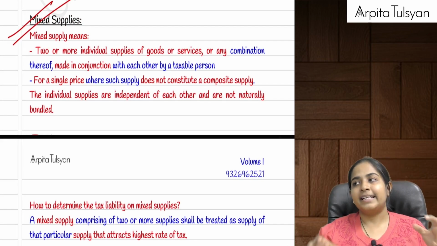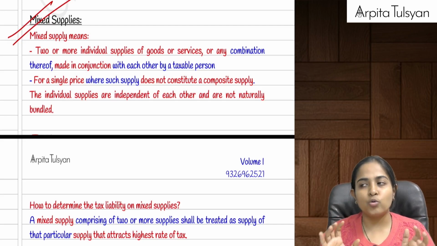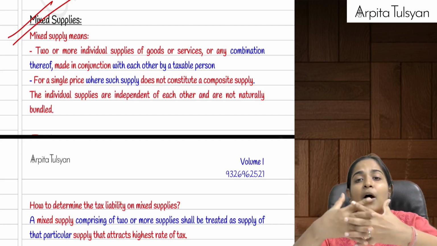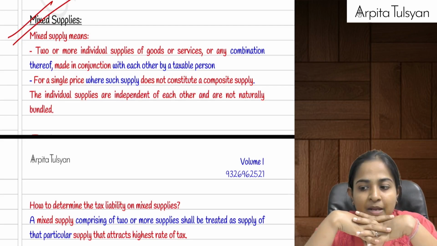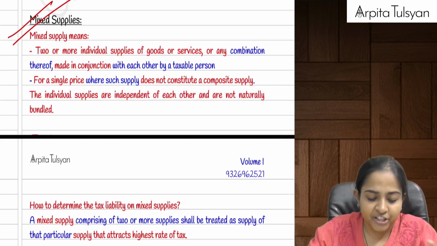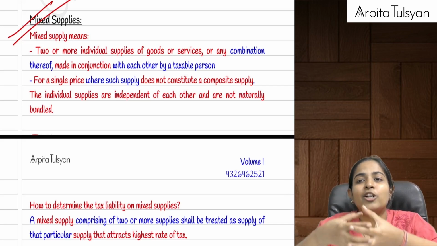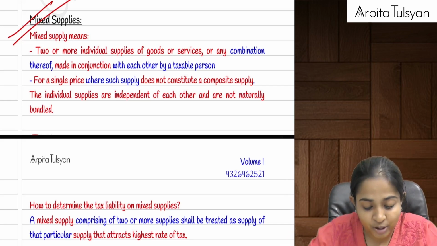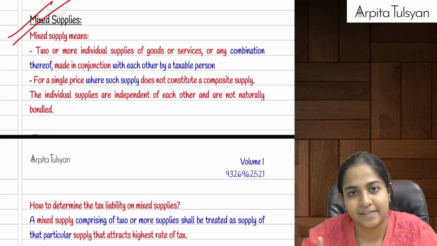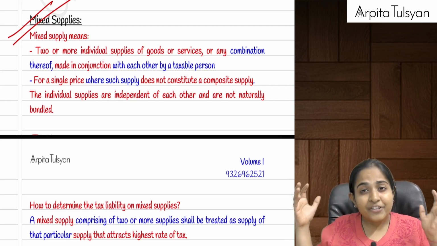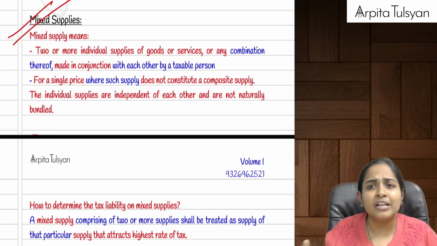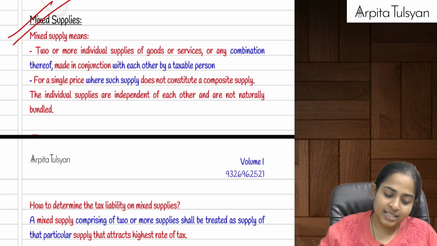Now, they are telling that when two or more individual supplies of goods or services are combined artificially, and given together, means a conjunction of it is given together for a single price. Okay, artificially you're bringing two things together, you're selling it together, like you have made a hamper out of it and you're selling it together.